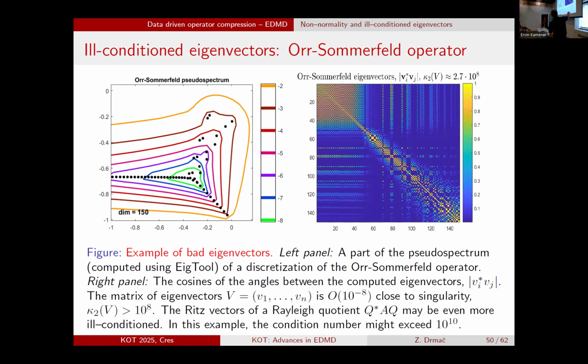But for the problematic eigenvalues, if you look at the eigenvectors, so here are the absolute values of the inner products of the eigenvectors. They are normalized to 1. So those are the cosines of the angles between vectors. So you see here, there are nearly 1, which means you have like 100 eigenvectors just pointing in the same direction.